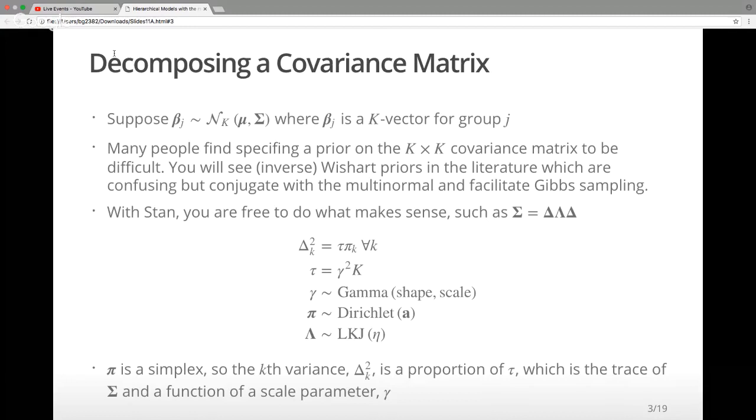So tau is going to be constructed as the trace of the variance covariance matrix. The trace of a matrix is the sum of its diagonal elements. So in the case of a variance covariance matrix, a trace is the sum of the variances. And in truly hierarchical fashion, we're going to write that as a product of two things. One is gamma squared, and the other is k.